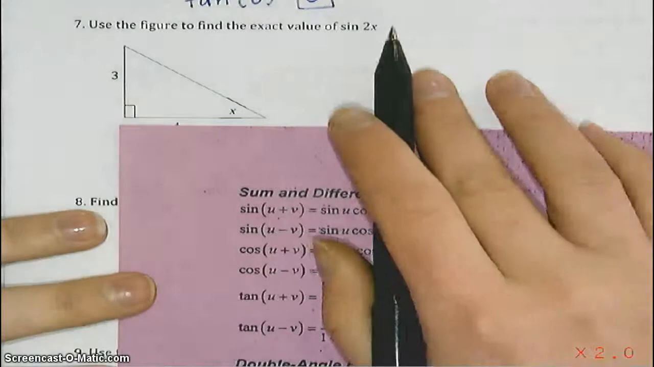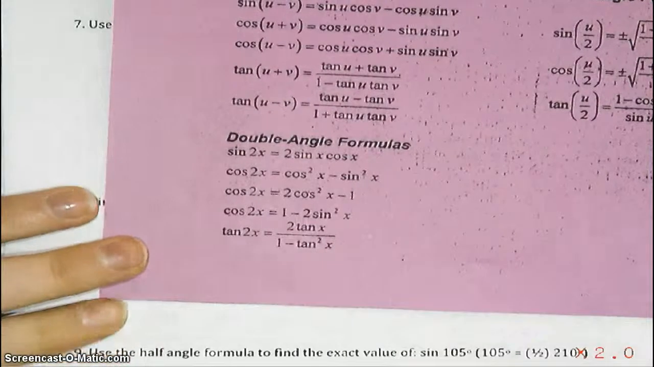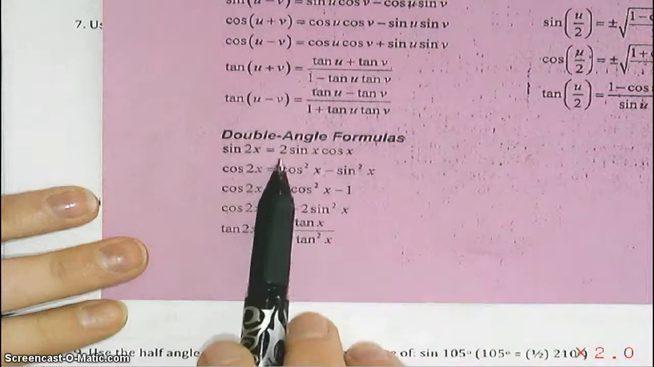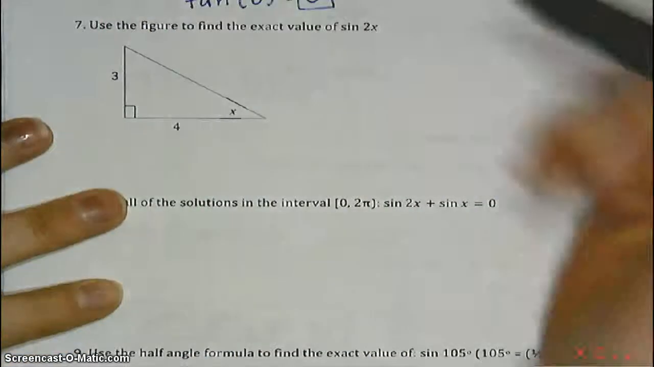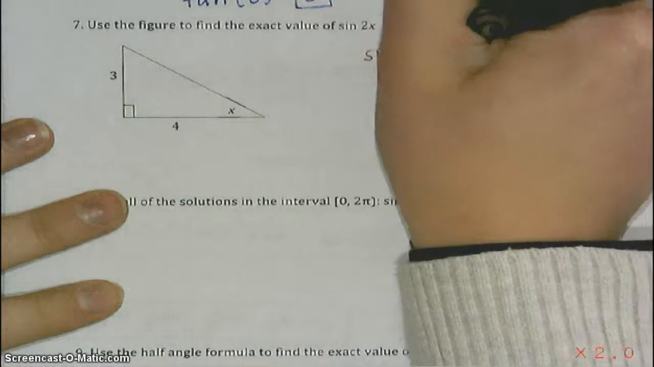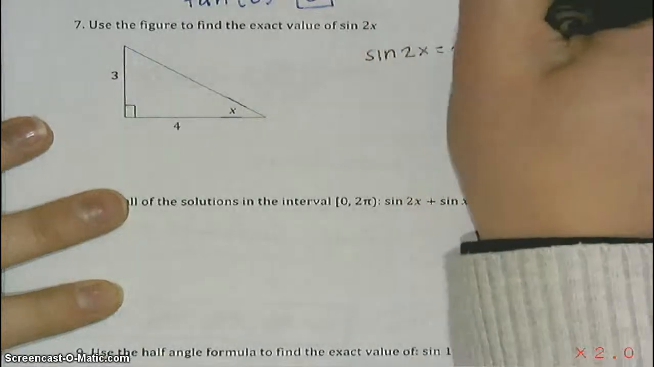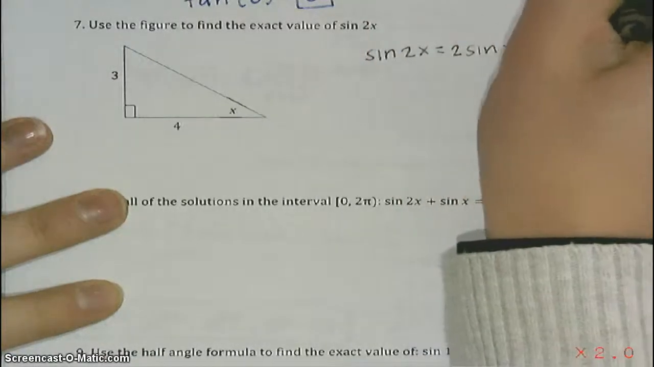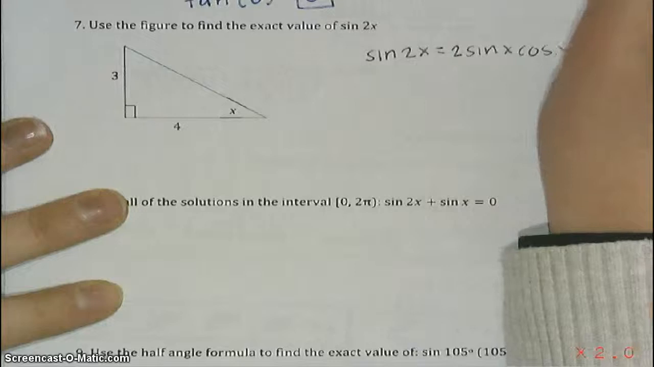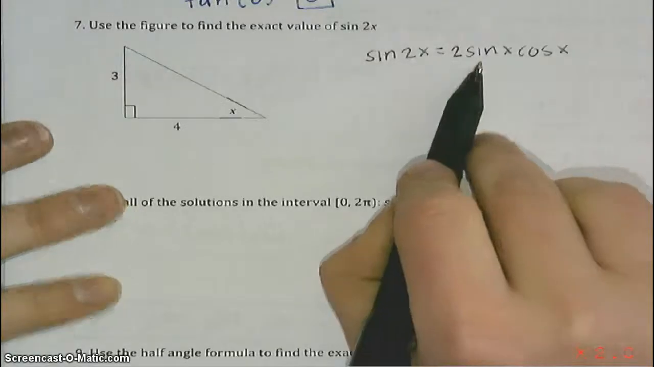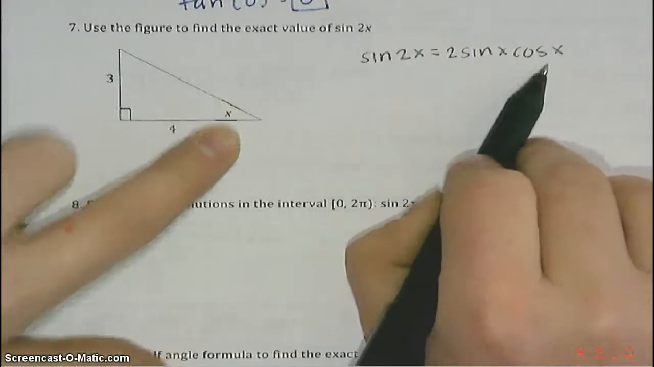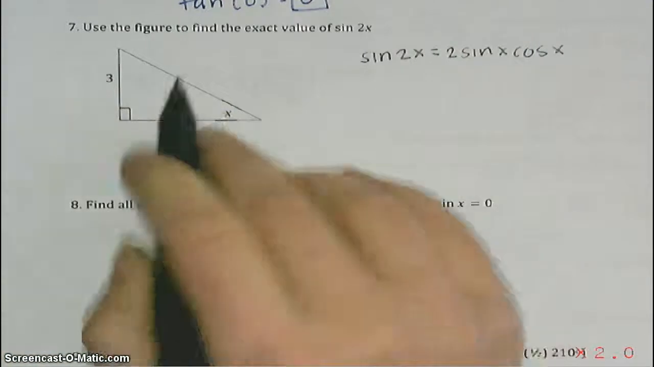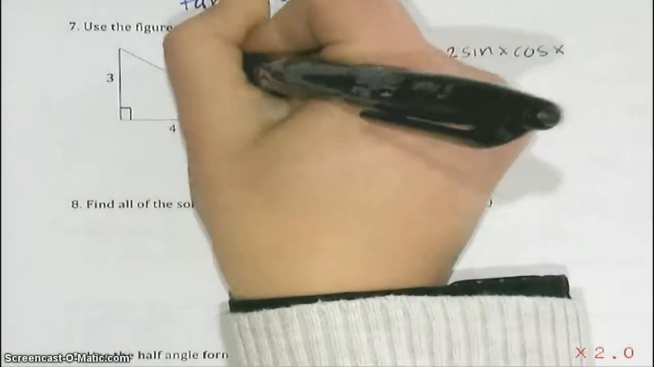For example, this one tells you to use sine 2x. So if you have your notes or if you reference this sheet, the formula you're going to use is 2 sine x cosine x to evaluate it. So what we really need to do is figure out what sine of x is, and what cosine of the angle is. And in order to do that, we need to solve for the last side using the Pythagorean theorem.